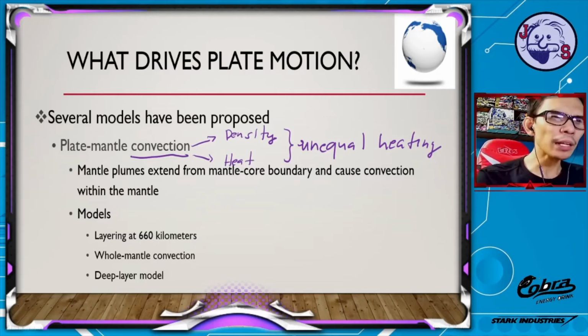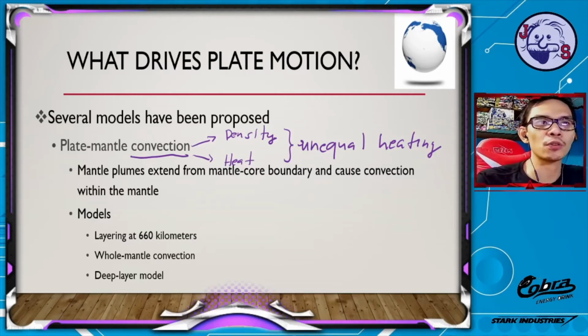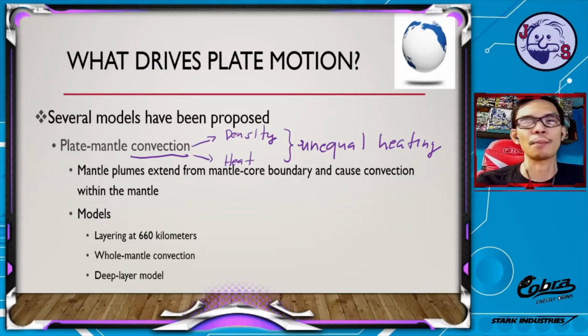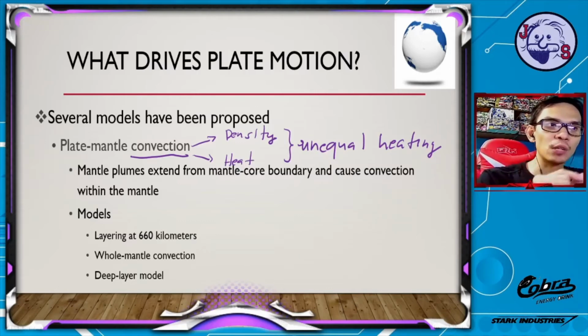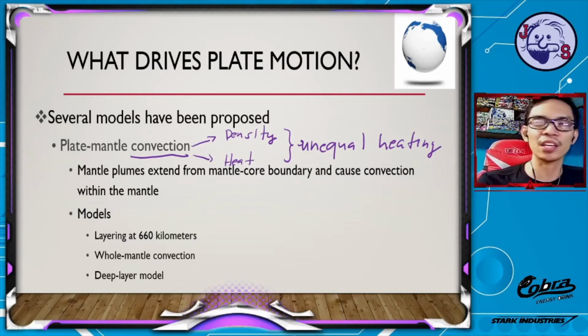Now, in that particular demonstration, it showcased how materials, when they are heated, become less dense, and when they cool down, they sink. They sink at the bottom, and the cycle continues, because there is unequal heating present in your system. So please take note that in convection, unequal heating is happening.